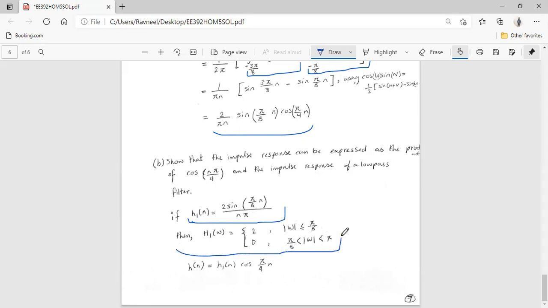This is unnecessary, actually. So whatever we have, we can assume that this particular part is h1 of n multiplied by cos of pi upon 4 multiplied by n, right? So basically the question had already been answered in the first part, over here. And whatever they have done is just going around in circles, right?